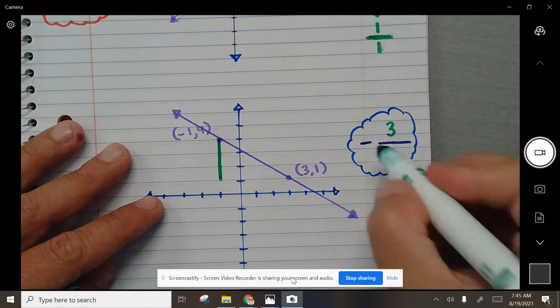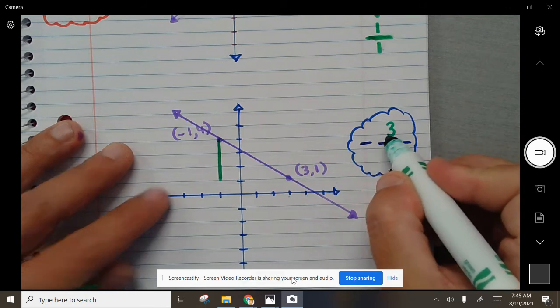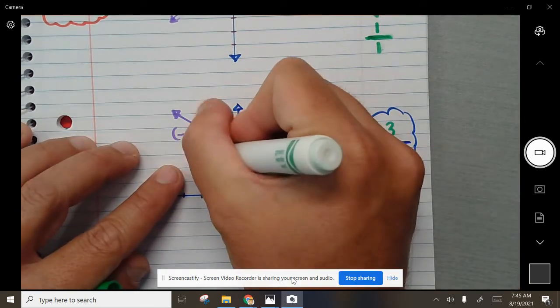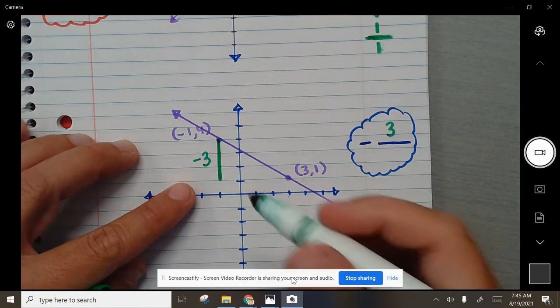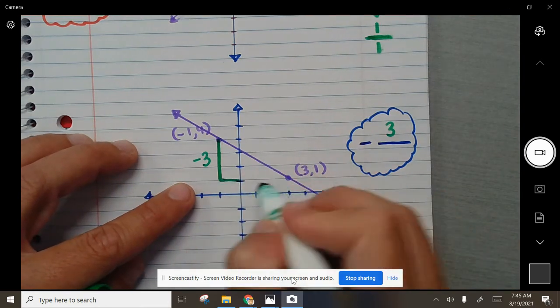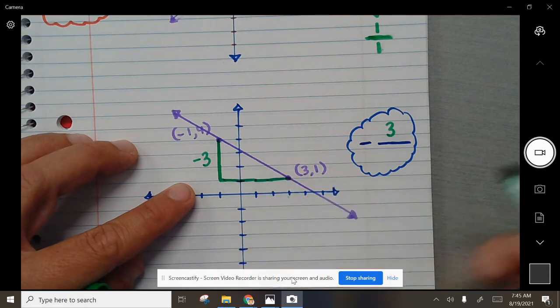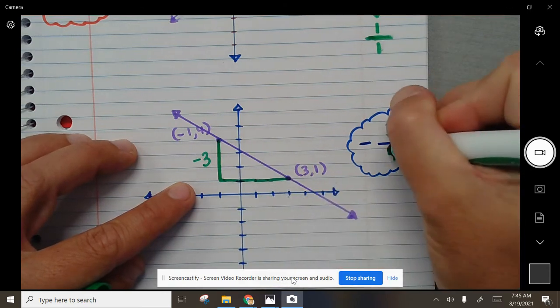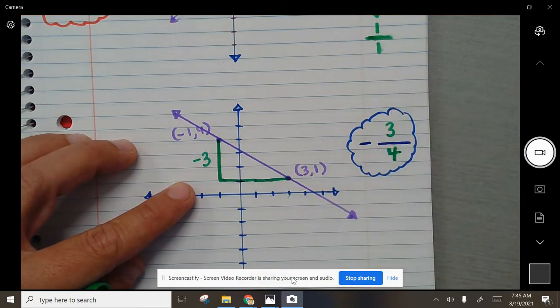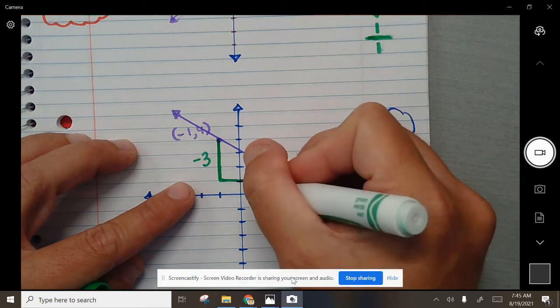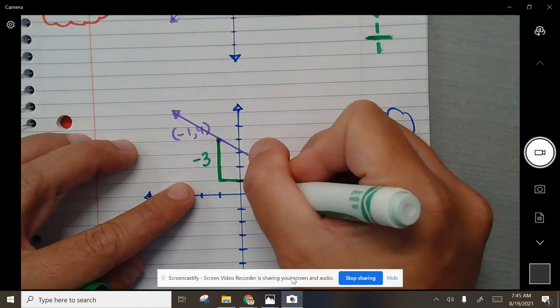What does fall 3 look like? It's down. Negative. We already know it's negative. Down 3. -3. And then you're going to run 1, 2, 3, 4. And you're going to run 4. And that's what your slope's going to be. Again, we're going to go over this quite a bit.